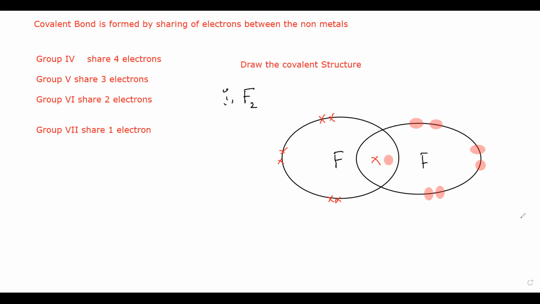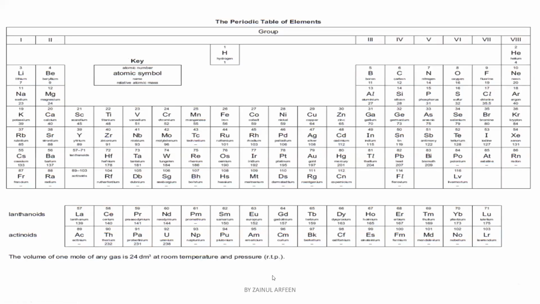I'll give another example. If I say draw the structure of O2, oxygen. So first what we do, we'll draw 2 oxygen. Then we'll check the group number for oxygen. Oxygen, which group does it belong to?